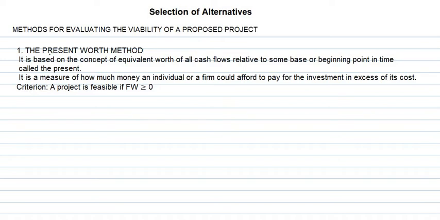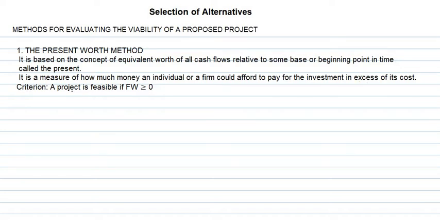First is the so-called present worth method. It is based on the concept of equivalent worth of all cash flows relative to some base or beginning point in time called the present. Of course, this is a present worth method, so it is based on the present. It is a measure of how much money an individual or a firm could afford to pay for the investment in excess of its cost.